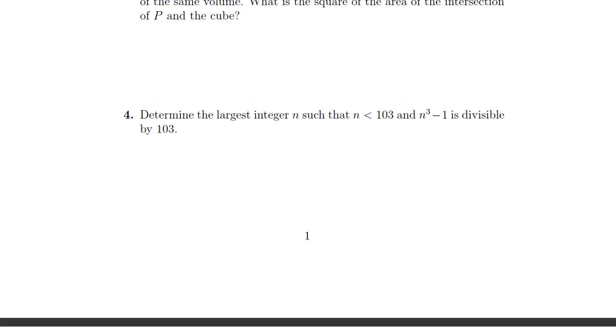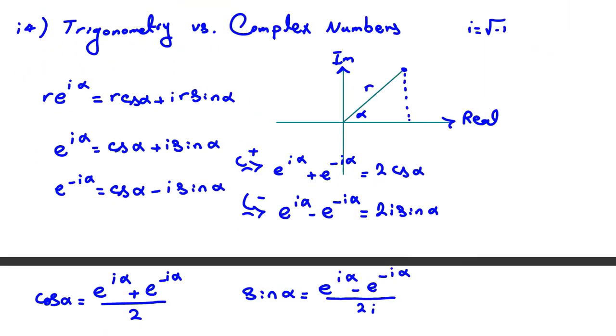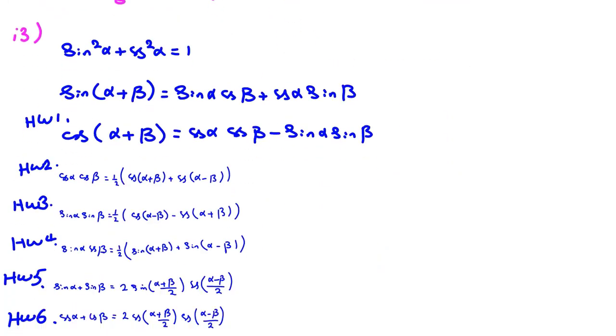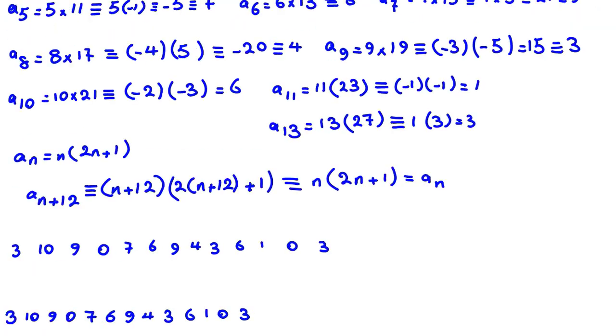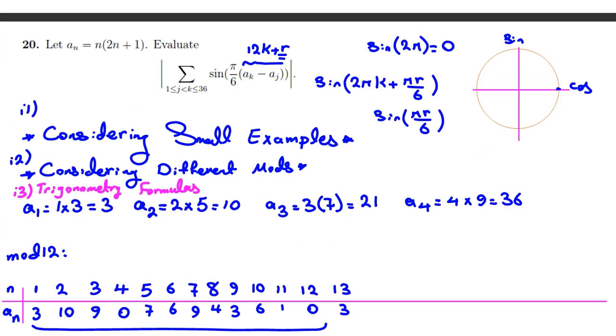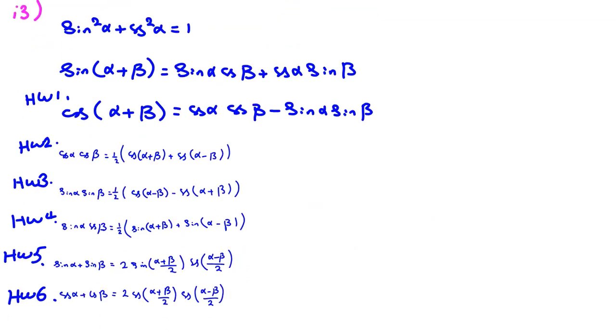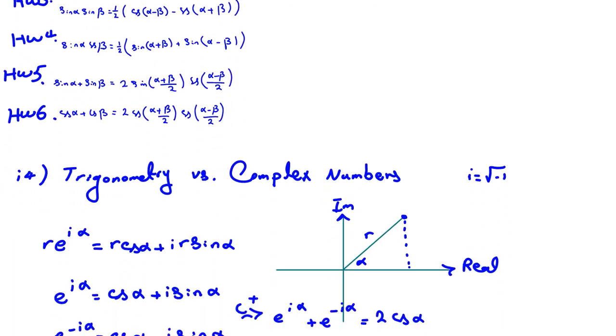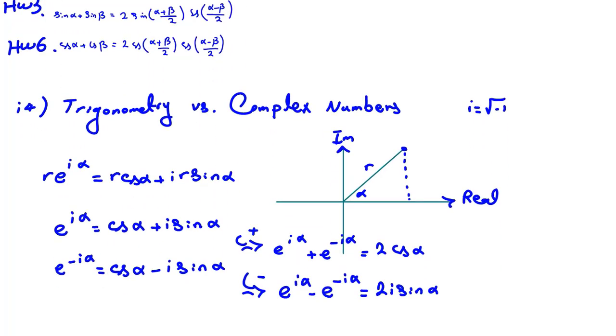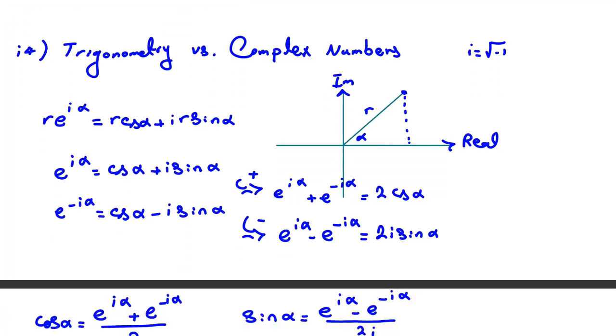In this video, we want to consider some problems of Math Prize for Girls, and we will consider some ideas. For example, 3 ideas here concerning small examples, different mods, and trigonometric formulas that are important. Then I tell you 6 homeworks. Then the fourth idea, the relationship between trigonometry and complex numbers.